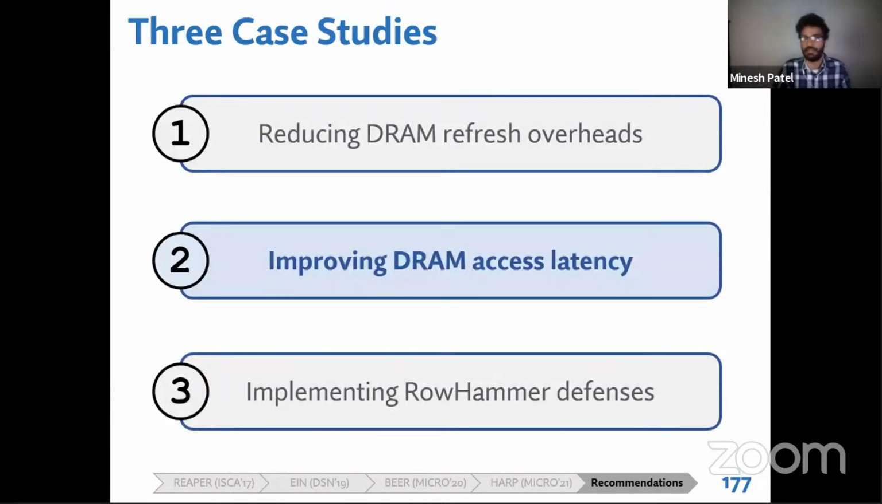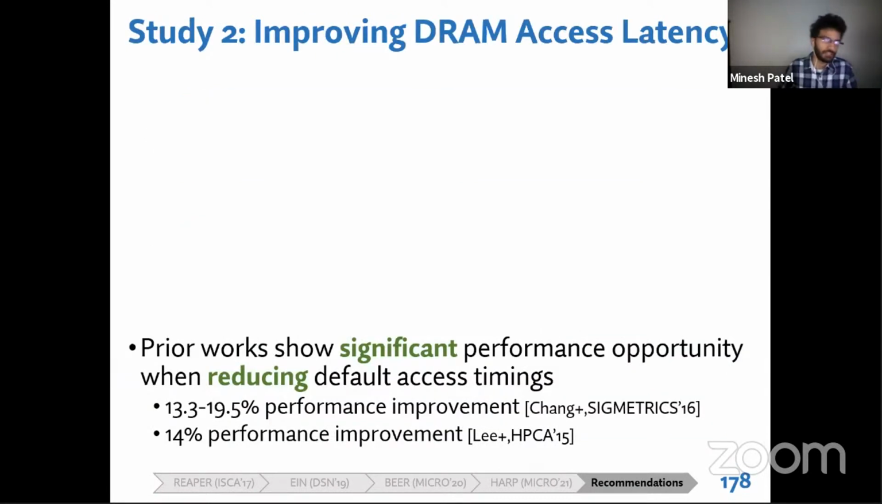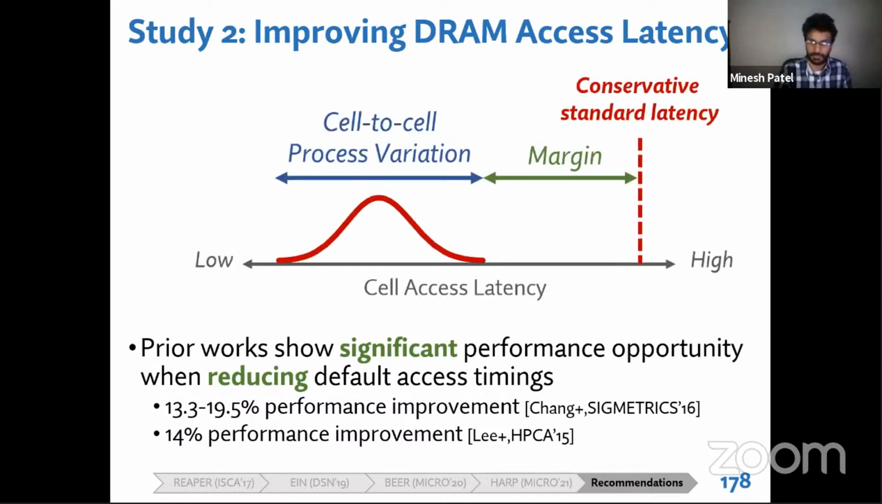Now, let's take a look at improving DRAM access latency. But here we have a very similar picture to that of DRAM refresh. However, this time the conservative standard DRAM latency is higher than we would like it to be. And so prior works show that we can exploit this margin or the variation, or potentially both, to significantly improve performance, again, potentially by double digits, using similar approaches to what we did with refresh.